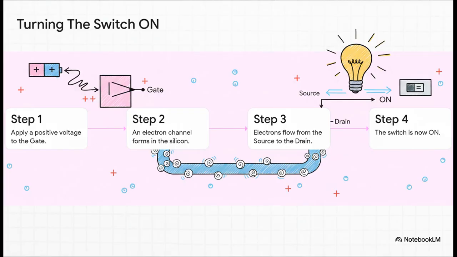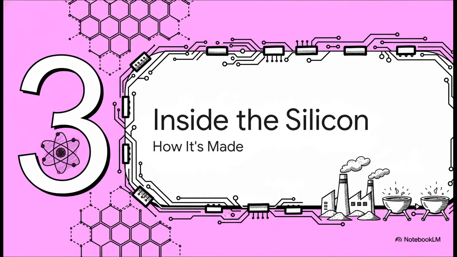Okay, so here's where the magic really happens. When you apply a positive voltage to the gate, you turn the handle, it creates this conductive little path, this channel, in the silicon right underneath it. Suddenly, you have an open pipe, and boom, electrons rush from the source to the drain. The switch is on. Take away that voltage, turn the handle back, and poof, the channel disappears, the flow stops, the switch is off. It's really that simple.